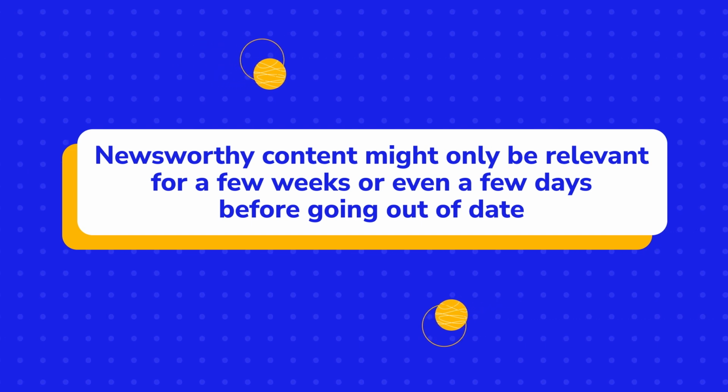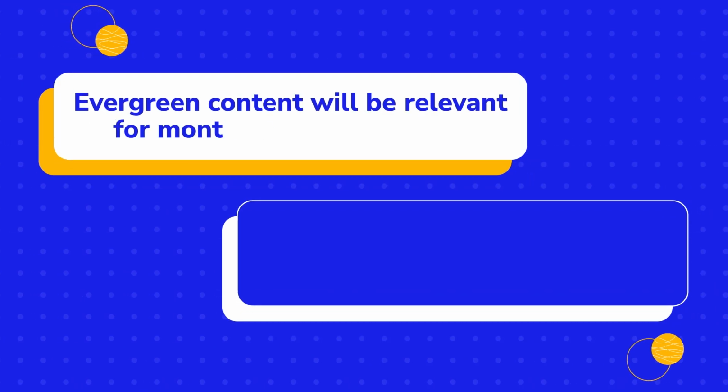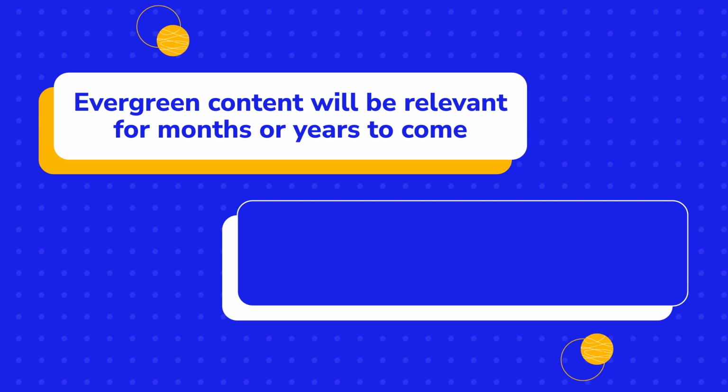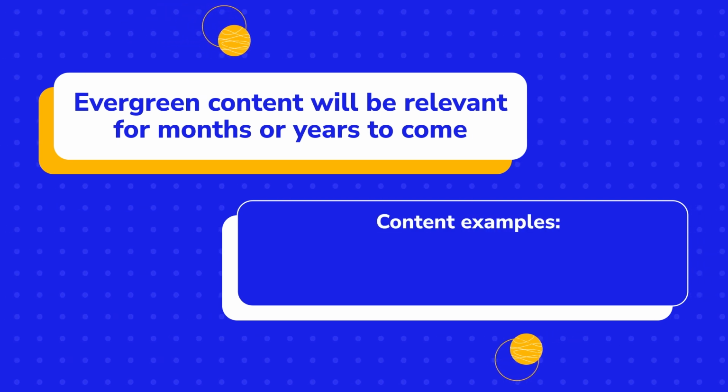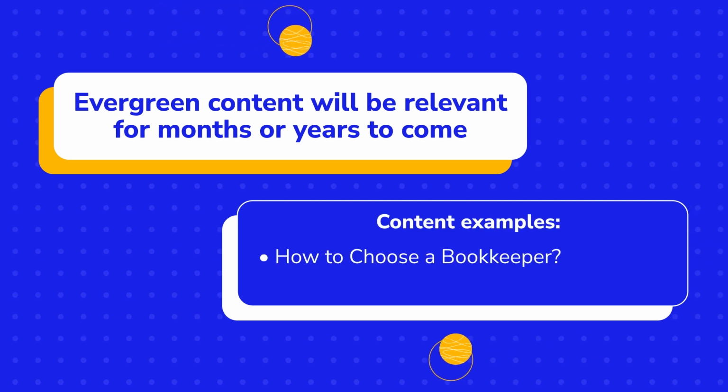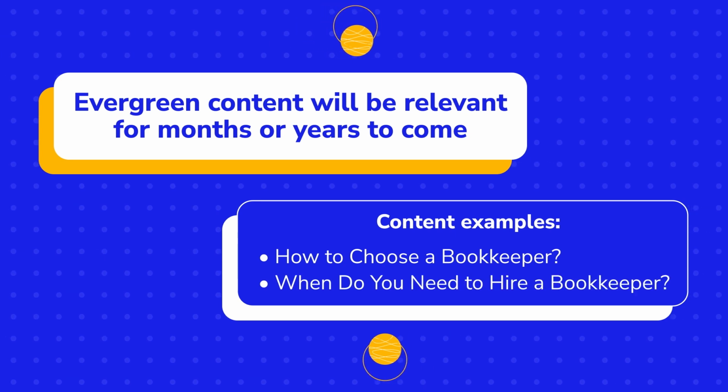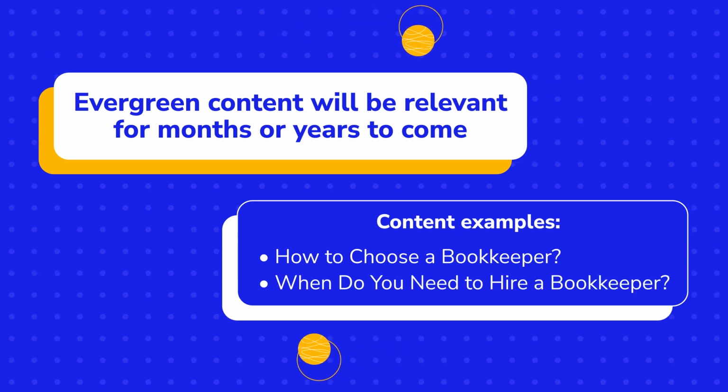Then the other type of content is evergreen. This type of content doesn't go out of date nearly as fast. So this is content that will be relevant for months or years to come, like how to choose a bookkeeper or when do you need to hire a bookkeeper. While you might only update that type of content every few years because it changes less often, search engines like Google will deliver a steady flow of organic traffic month on month.